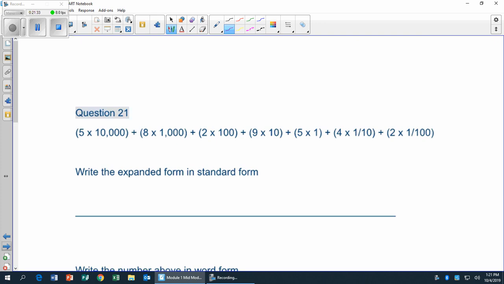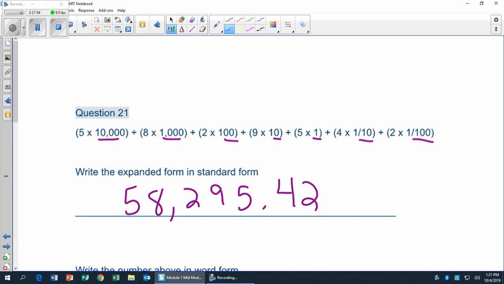Question 21, write the expanded form in standard form. So standard form is a regular way we write a number. So we see we have a 10 thousands, a thousands, a hundred, a 10, a 1, a tenth, and a hundredth. So when we write it, we have 58,295 and 42 hundredths. Make sure our decimals look like decimals and our commas look like commas.